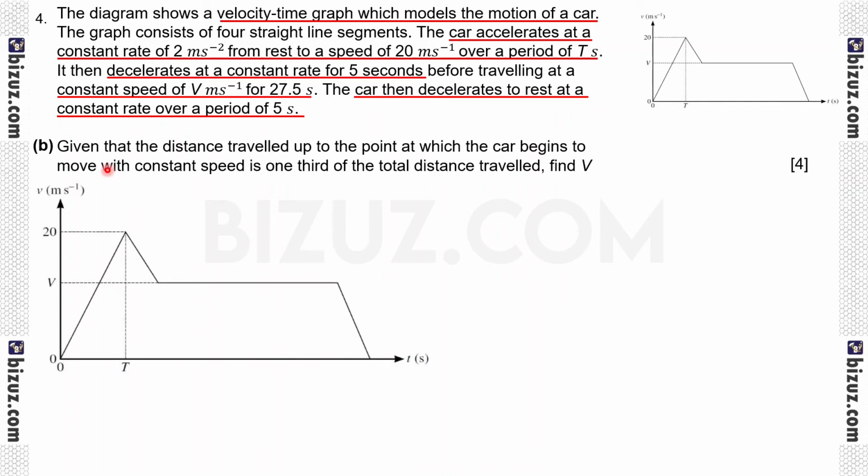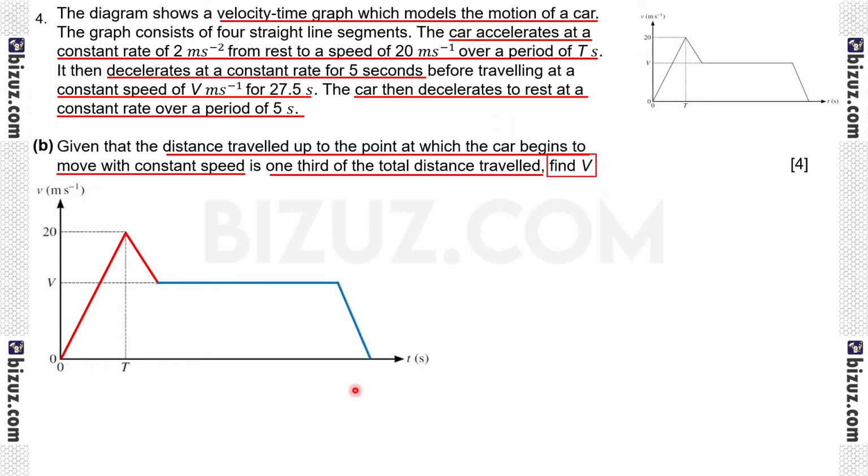Now it says that given that the distance traveled up to the point at which the car begins to move with constant speed. So the car begins to move at constant speed is this portion. So the distance traveled up to the point at which the car begins to move with constant speed is this whole part, marked by red, is 1/3 of the total distance traveled. So this is the total distance traveled. So this is 1/3 of the total distance traveled. Now we are asked to find V.